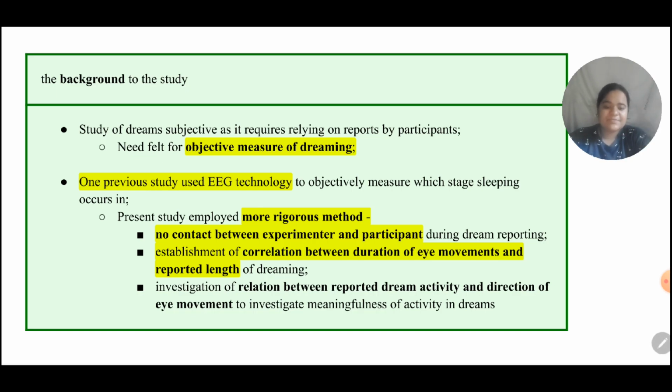So here they wanted to establish whether there is a correlation between the duration of eye movements and the reported length of dreaming. How long the eyes are moving, for that much time only the person is dreaming or not. Again, I hope you've done your lesson on correlations. You would know what a positive correlation is: one thing increases, the other thing also increases. That means the more rapid eye movement the person is showing, the more time he is dreaming. That is what they wanted to establish.